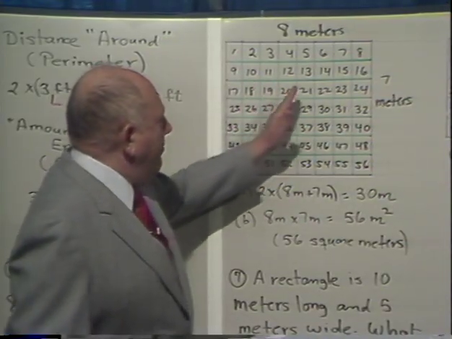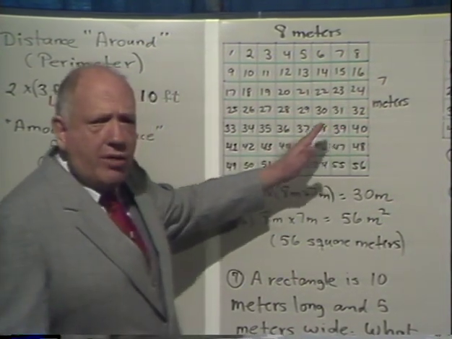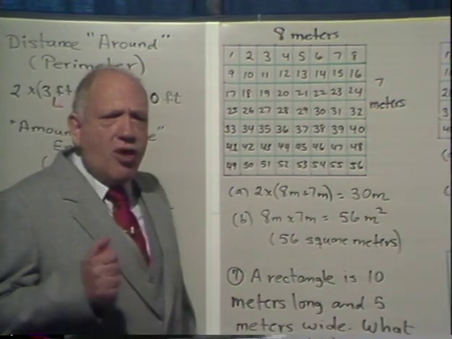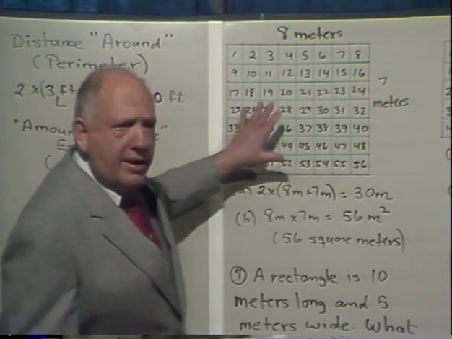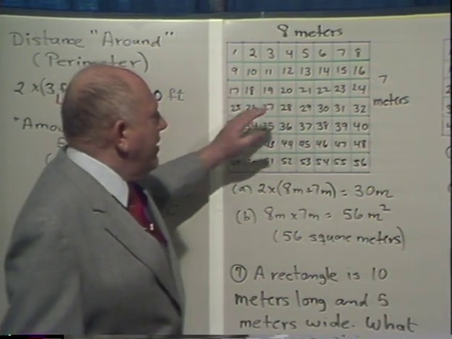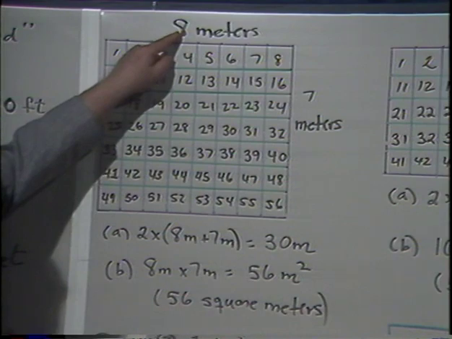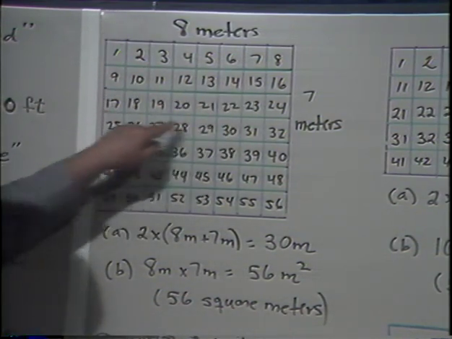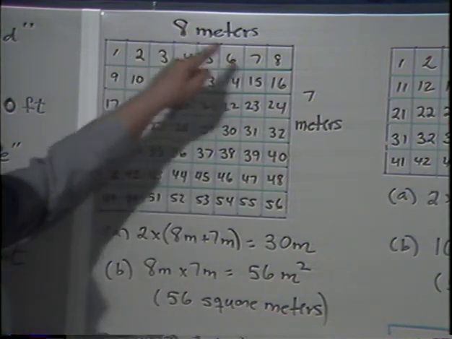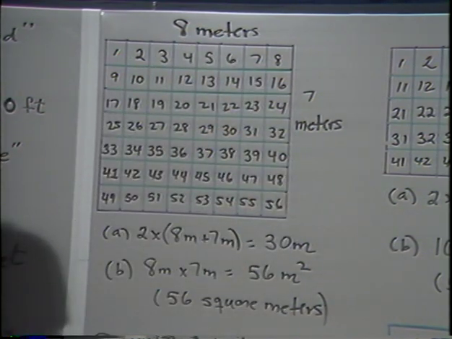Now suppose this is a patio, and suppose I'm painting it, and I know I can get so much paint per square foot. The area is how much space is inside here. And how do I find that? You just multiply the length times the width. I have 8 1-meter strips this way, 7 1-meter strips this way. 8 times 7 is 56. Meters times meters would be called square meters.